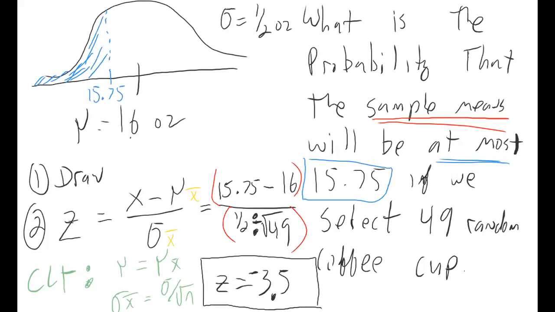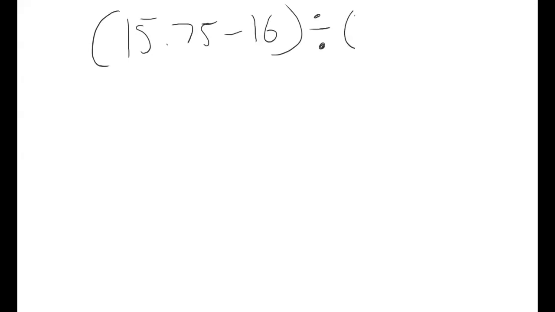So, I don't know how you're getting 3.5. I'm not getting that at all. So here we go. This is how I would type it into my calculator, now that I've fixed mine as well. Parentheses, 15.75 minus 16, divided by, parentheses, 1/2 minus, not minus, divided again, square root of 49, close parentheses.